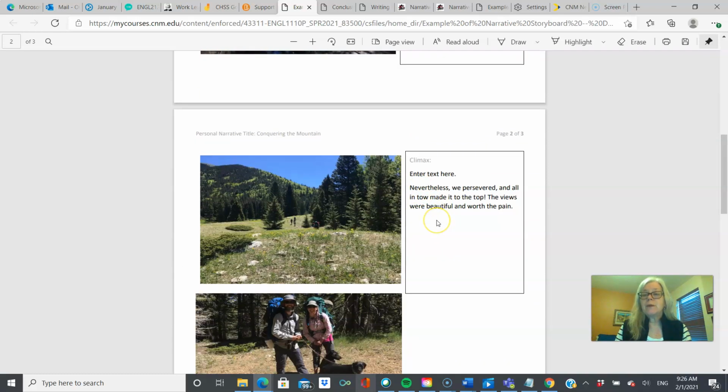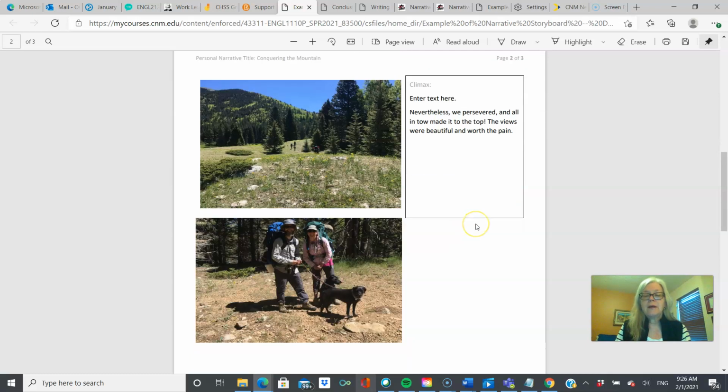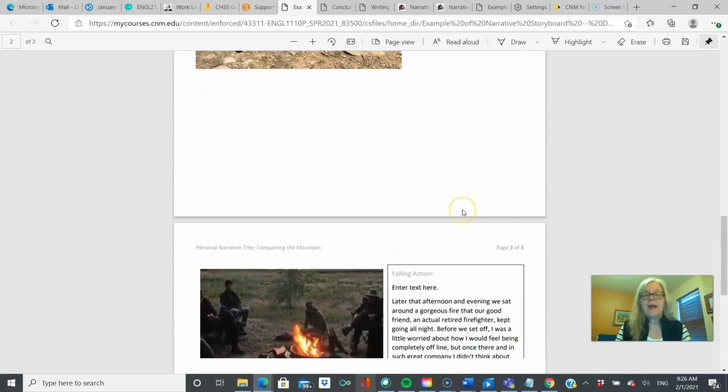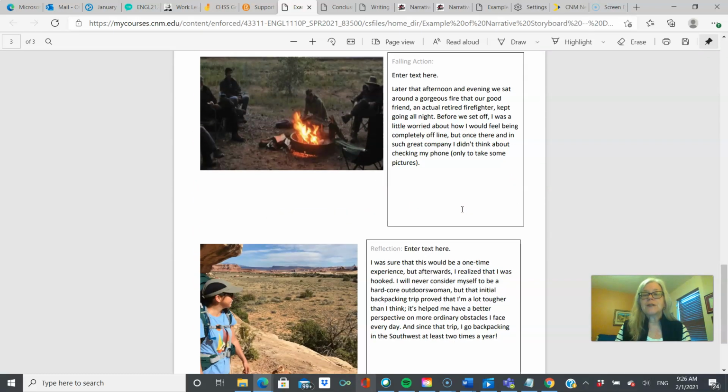Climax. Nevertheless, we persevered, and all in tow made it to the top. The views were beautiful and worth the pain. So, yay, we made it. Here we are at the top. Yay! Falling action. Later that afternoon and evening, we sat around a gorgeous fire that our good friend and actual retired firefighter kept going all night.